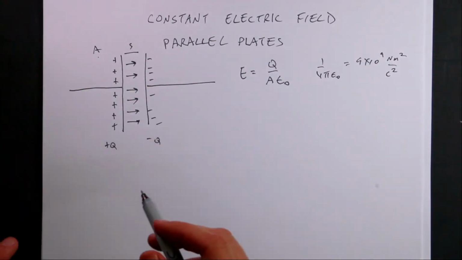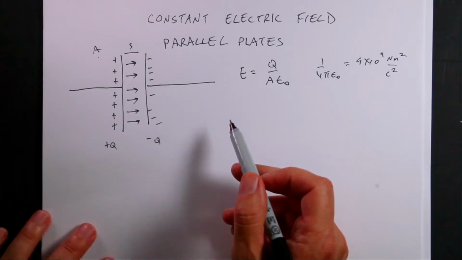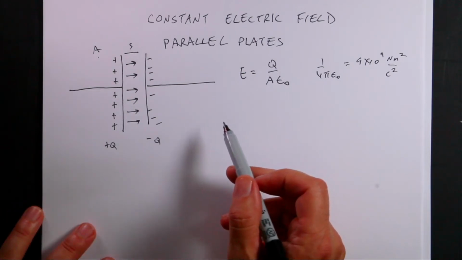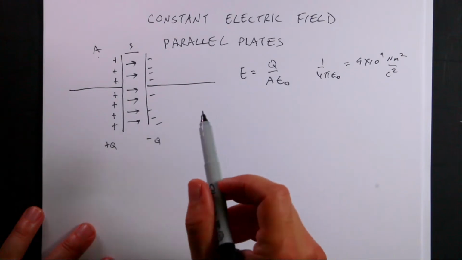How can you show this? It's an important thing because we like constant electric fields because they make everything easier. But how do you show that this is indeed true?